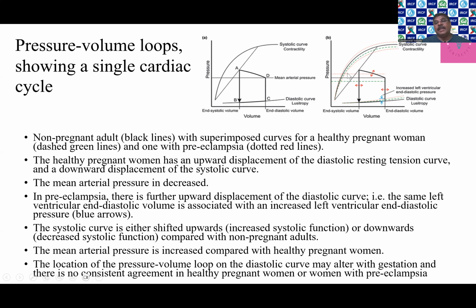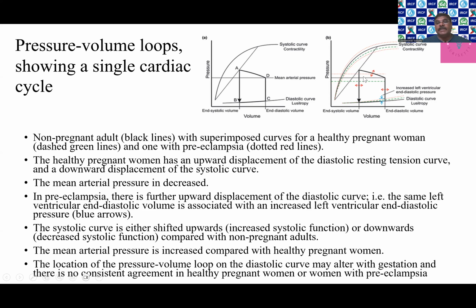Red indicates the preeclampsia patient. What happens? This is the diastolic curve increase. In healthy pregnancy, there is upward displacement of the diastolic resting tension curve. This is the diastolic resting tension curve. There will be upward displacement in the normal healthy patient and downward displacement of the systolic curve, so mean arterial pressure will be decreased.